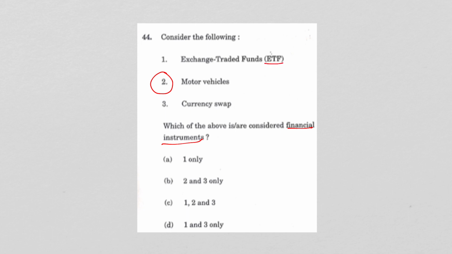See, exchange traded fund. What is an exchange traded fund? That is a collective of equity from different companies. Recently, the government's Bharat ETF was in the news also. So, ETF is a financial instrument. It is definitely a financial instrument. Now, the third option, currency swap. It is also again a financial instrument.